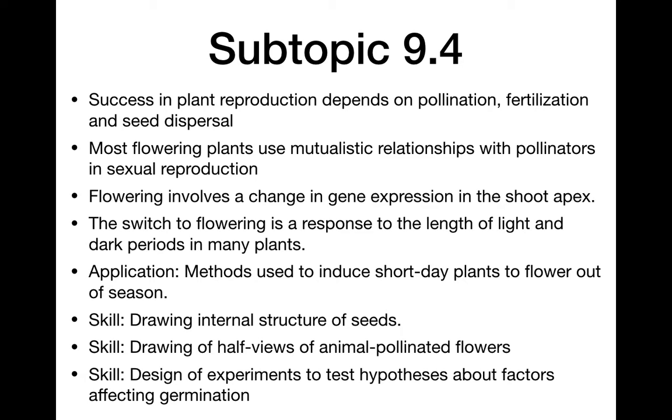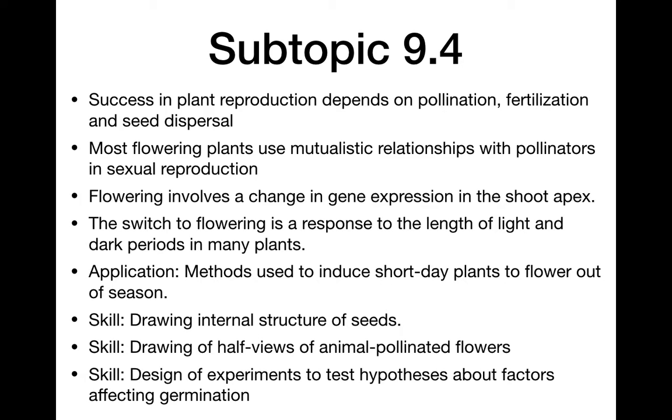Flowering involves a change in gene expression in the shoot apex, and a switch of flowering plants' response to light, the length of light and dark periods. Applications are how we can induce short day plants to flower out of season, and skills are drawing both internal structures of seeds and half views of animal pollinated flowers. So practice both of those in today's lesson and see some examples.